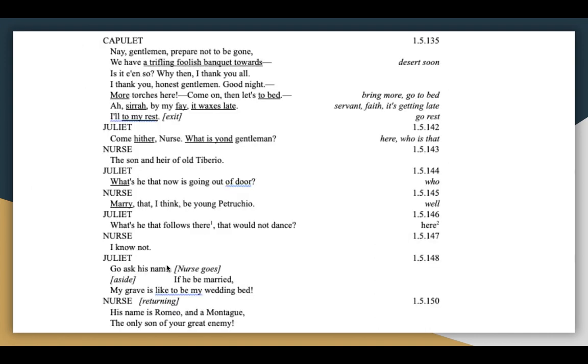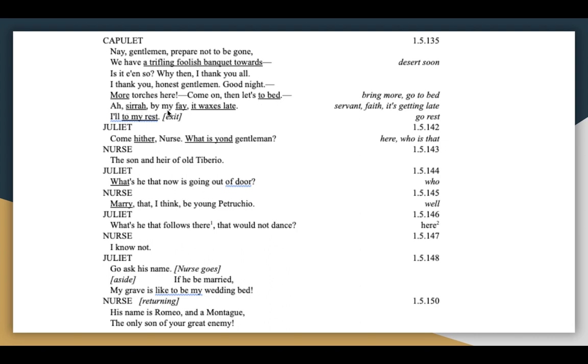So I'll just finish the end of the scene. Capulet says, nay, gentlemen, prepare not to be gone. We have a trifling foolish banquet afterwards. So don't leave. We've got dessert coming. Is it even so? Why then I thank you all. I thank you, honest gentlemen. Good night. More torches here. Come on, then let's to bed.